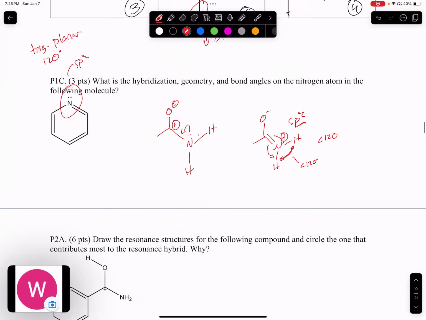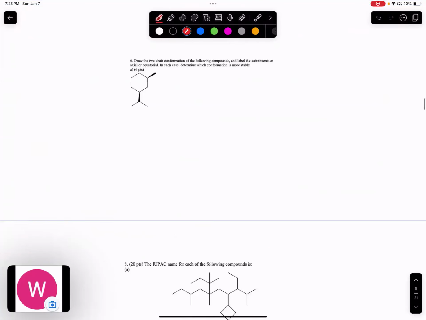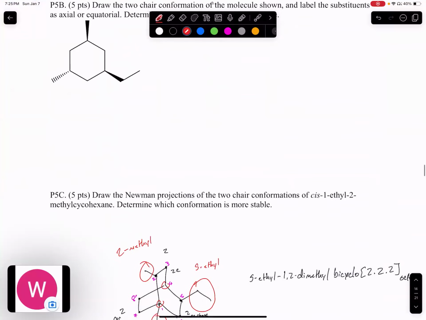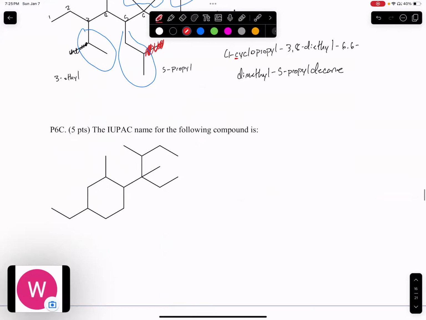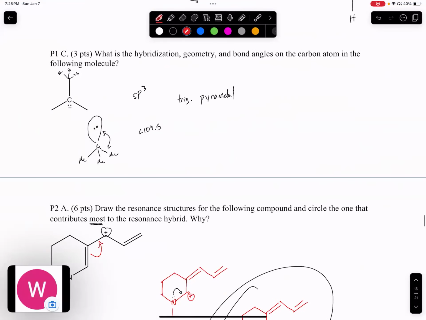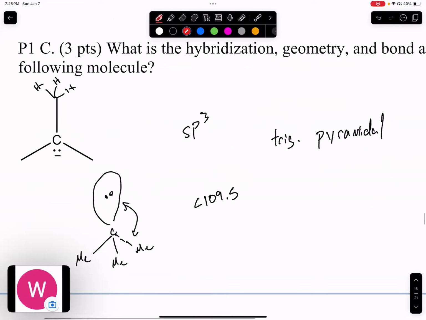I think there was another question that we did the day before Friday. For example, this one. You understand? Oh yeah, I even drew this for you. This is why it's less than 109, because this electron cloud is pushing down on this trigonal pyramidal structure. I can give you another example of this if you want.